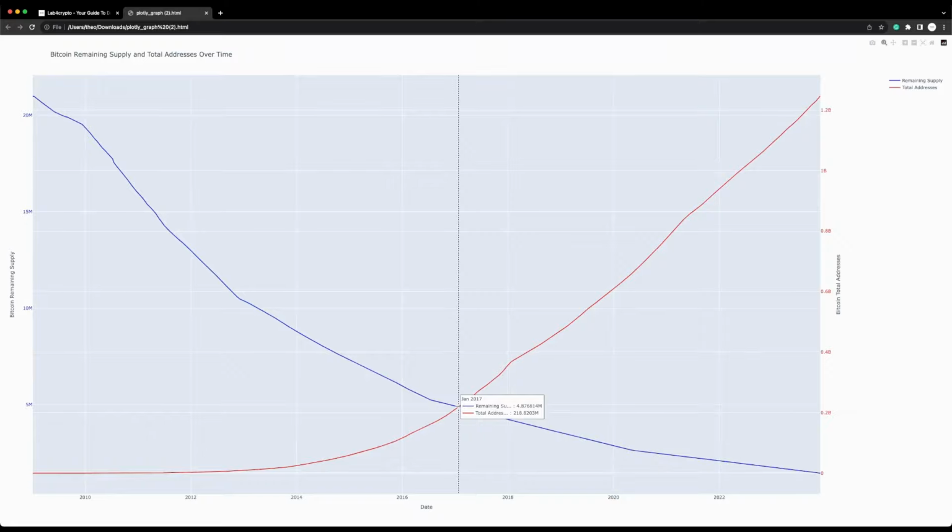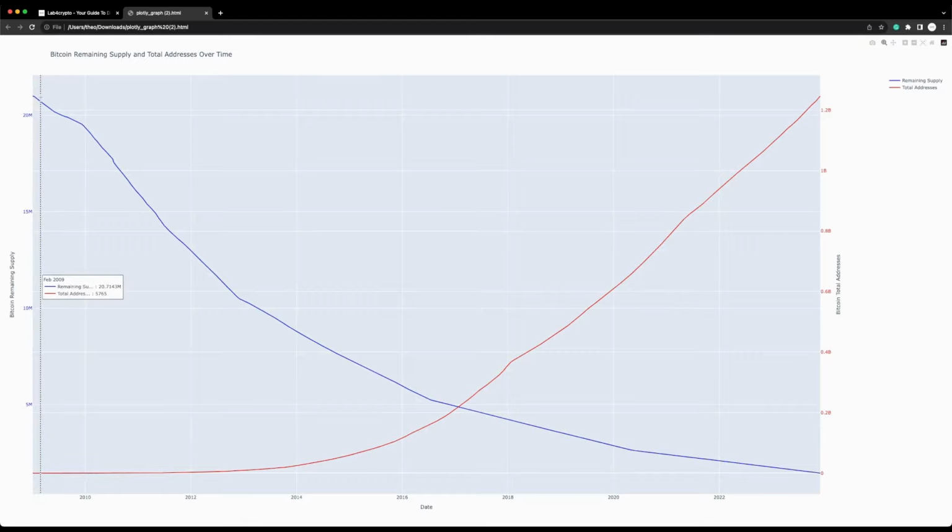If we assume that the maximum number of Bitcoin is 21 million, and we mouse over to the early days of Bitcoin in January 2009, we can see that the maximum available Bitcoin is 21 million, and that's correct. The number of total addresses is 1, because probably that address belongs to the creator of the Bitcoin blockchain.